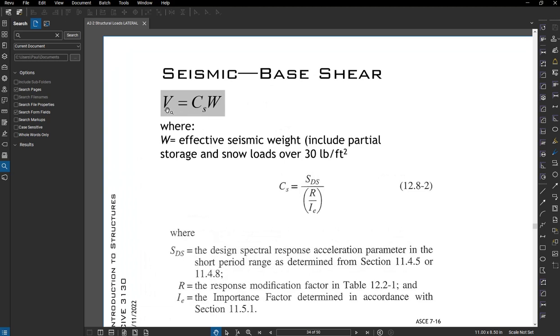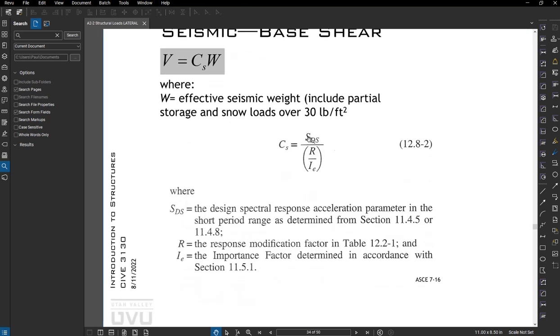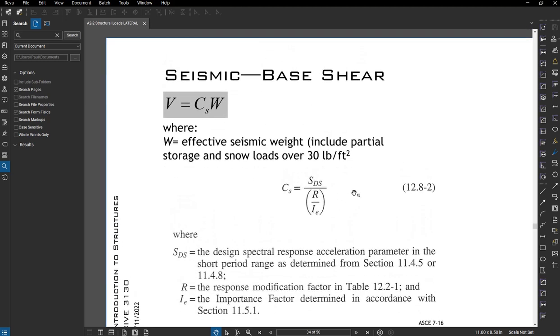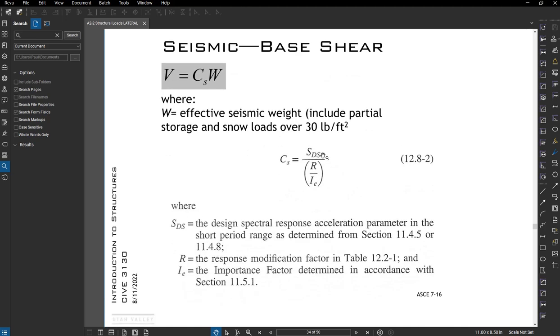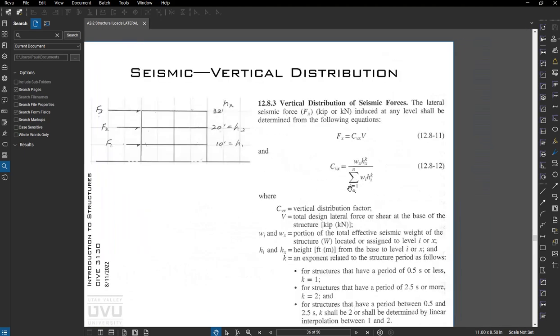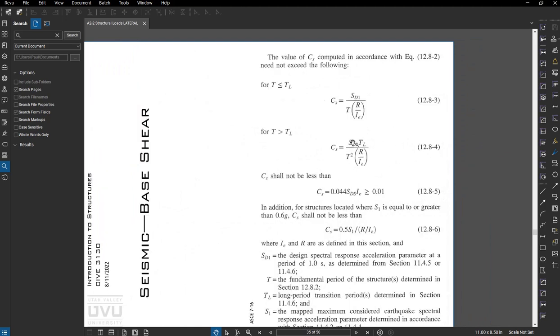base shear, which is the shear horizontal force at the base of the building, is the CS times W. What W is, is the weight. It's going to include some storage and snow loads of a certain magnitude. By and large, it's the dead load. And then the CS is a function of the SDS, which we've talked about, R, and the importance factor.